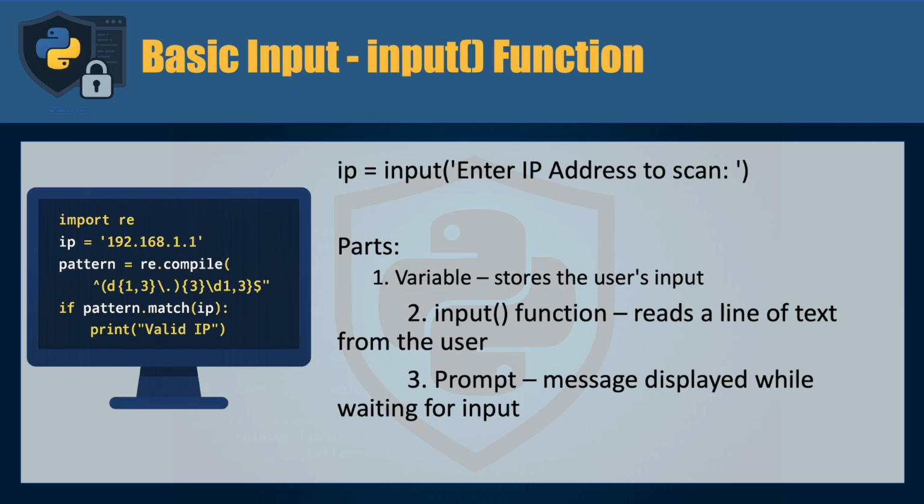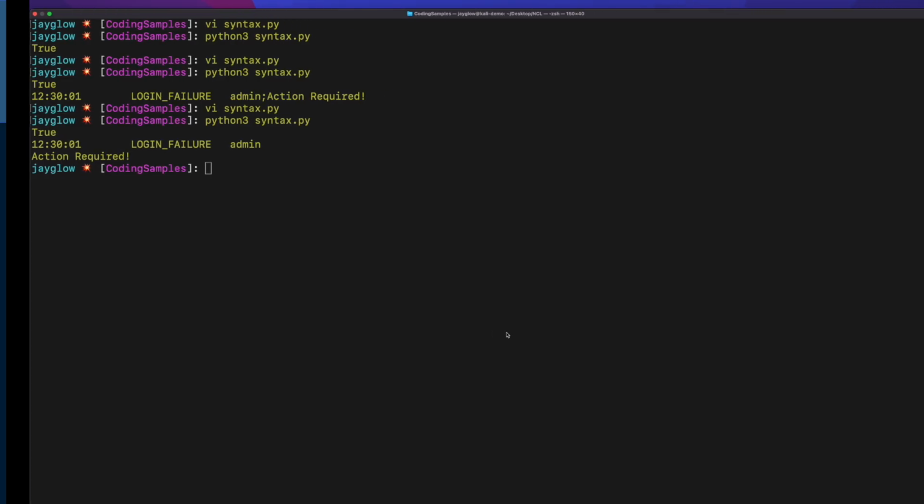The input function lets a program receive data from the user. The entered text is stored in a variable for later use. Prompts guide the user on what to enter. These are the three parts of prompting the user for input. So let's go ahead and jump into our code again here.